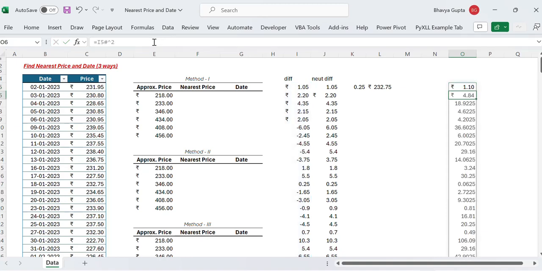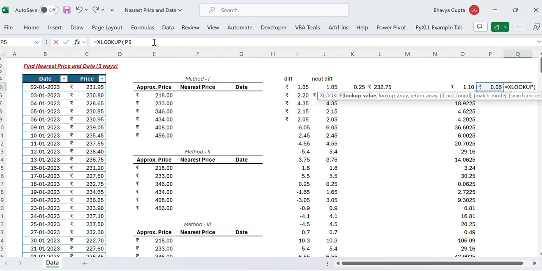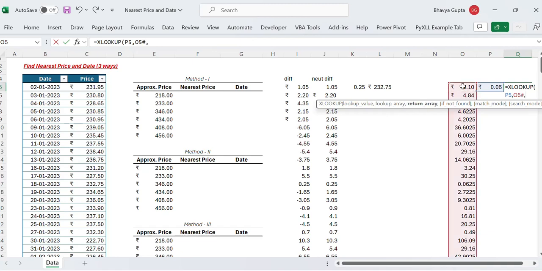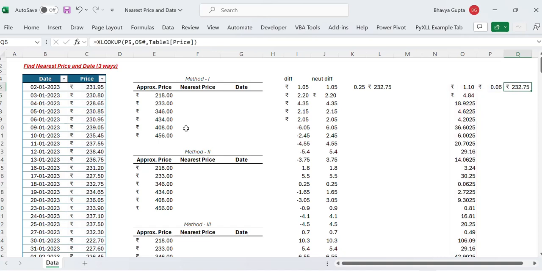So if we, let's say, find out the power 2 of each of the numbers here, and we find out the minimum value here, we get this result. And when we try to look up this minimum value in here, and return the corresponding price, and if we see the result, this is exactly the same. So again, this could be another way, but I am not counting this as method 2. Method 2 is different. So if we see this way, there could be 4 different methods as well.